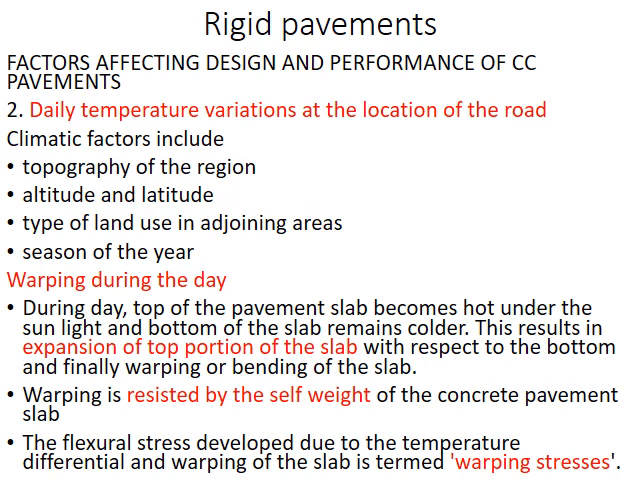Next factor affecting the design of cement concrete pavements are daily temperature variations at the location of the road. So daily temperature variations can be influenced by the climatic factors, which are topography, altitude and latitude, type of land use, and season of the year. And there can be warping during the daytime. That is, warping means bending.